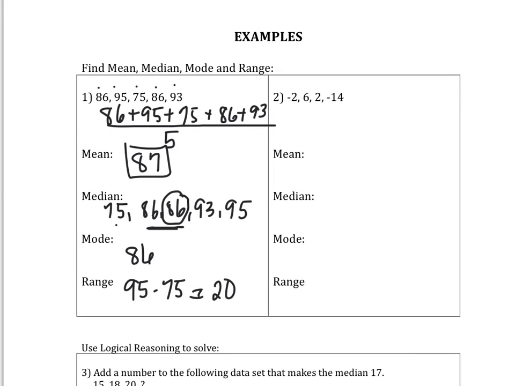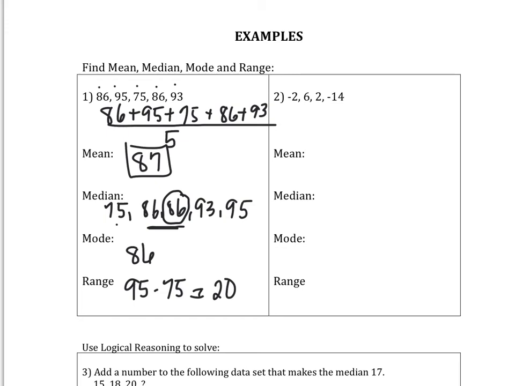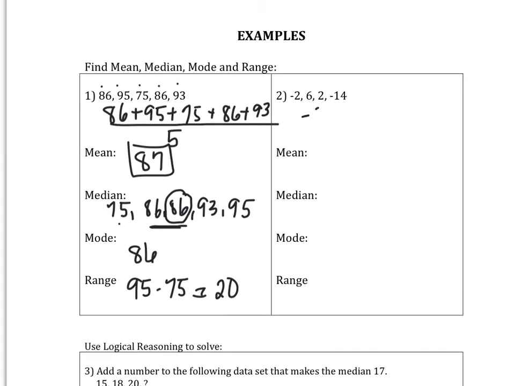So we have -2, 6, 2, and -14. So again, we're going to add all these together. So we have -2 plus 6 plus 2 plus -14. And we're going to divide those by how many there are. So there's 1, 2, 3, 4. Divide it by 4. So when we add all those together, our top number is -8 divided by 4. So our mean is going to be -2.